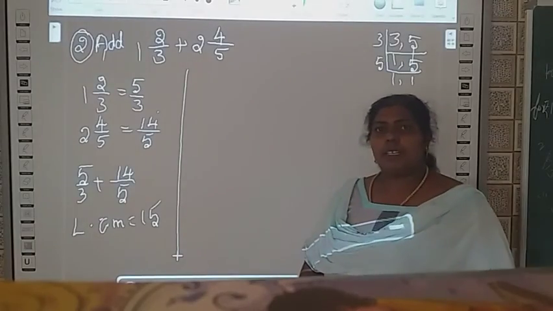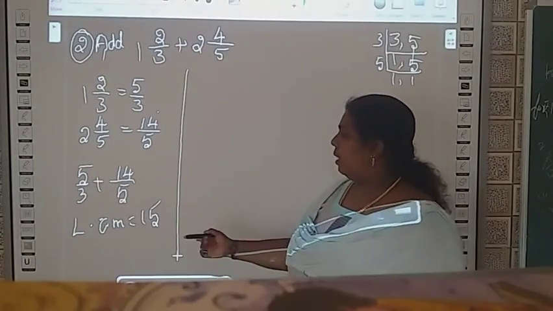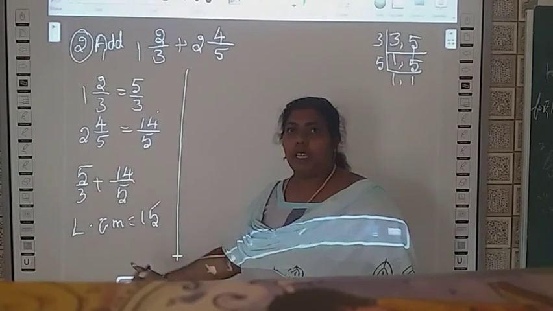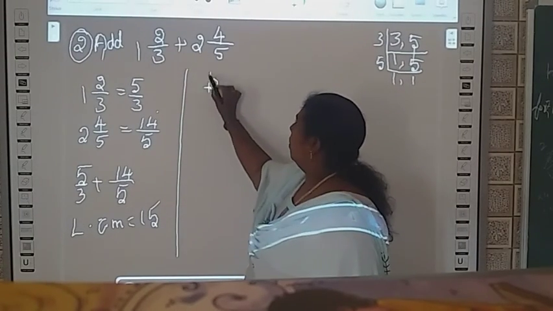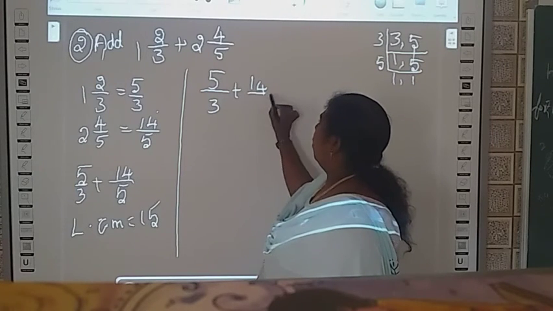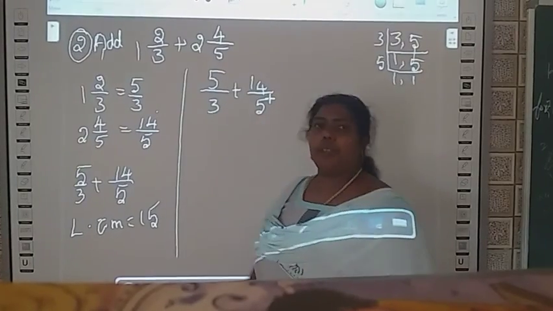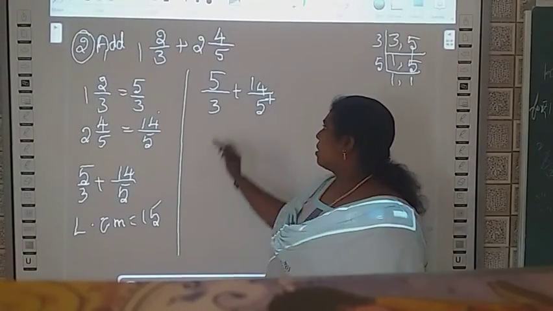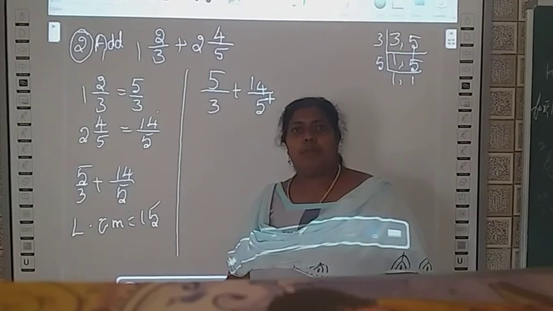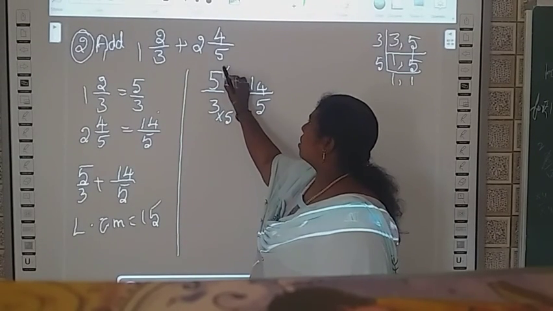Next step, what? What is the next step? Next step, you have to change the denominator, right? We have to make the denominator equal. That means 5 by 3 plus 14 by 5. So the LCM is 15, which means we want to change the denominator to 15, isn't it? Yes. 3 how many times is 15? 5 times. Denominator multiplied by 5 means numerator also multiplied by 5.